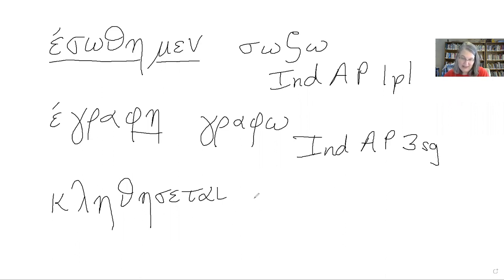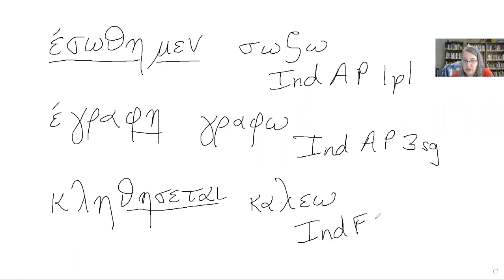Klethesetai, this is kaleo. And here we see that the stem has changed, the alpha has dropped out, but we still have the thesetai ending, which we may recognize as the future tense. And so here we have an indicative future passive, and tai is the third person singular ending. Let me erase this and put the next three on.